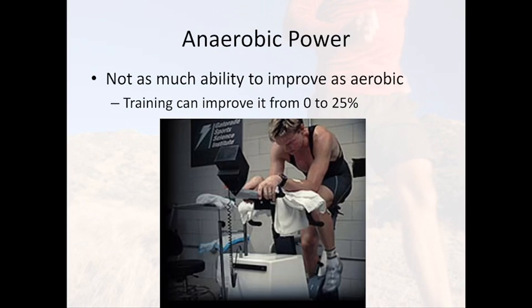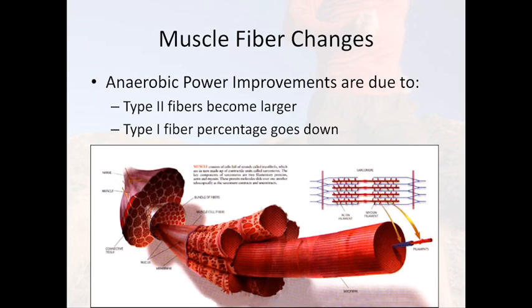All right, so let's look at a couple other things. Anaerobically, we've really just been talking mostly about the changes that happen to the aerobic system. What about the anaerobic systems? We don't seem to have as much ability to train our anaerobic power output, but we can see improvements of somewhere between 0 and 25% in things like Wingate performance. So some improvement for sure, some training effect.